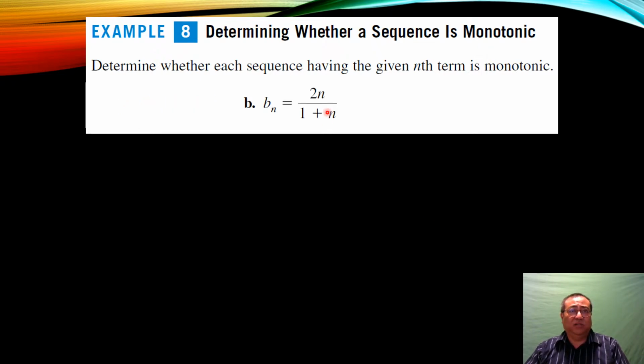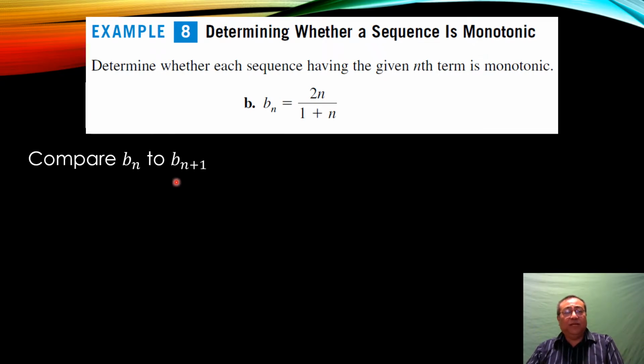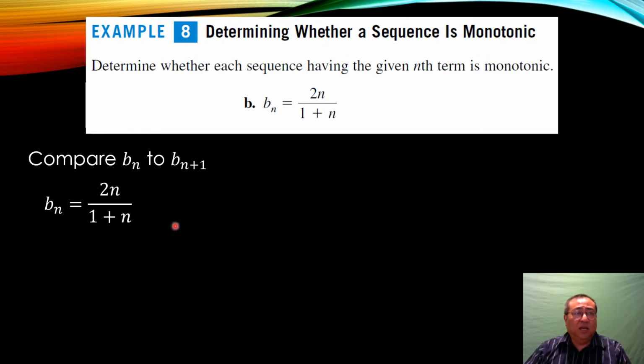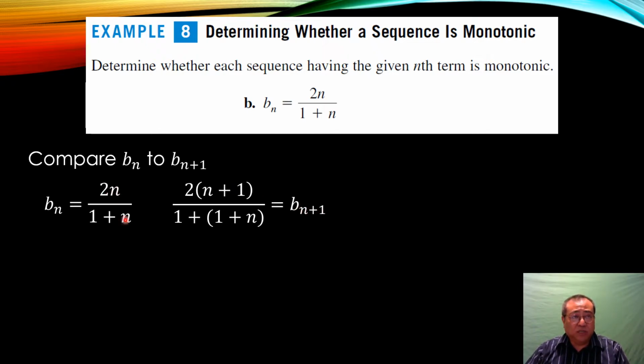All right, and look at this one. Determine whether each sequence having this nth term is monotonic. We're going to compare b sub n to b sub n plus 1. This is the way the textbook does it. So b sub n looks like what it is, and then for b sub n plus 1, you put n plus 1 in the place of n, and this is what you get.